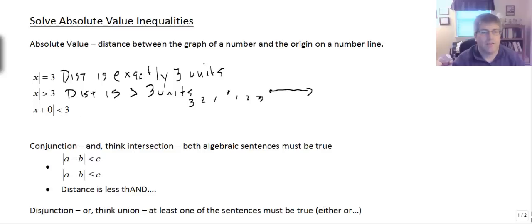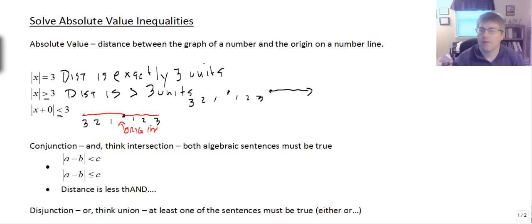And finally, some absolute value is less than 3. Well, that's less than, or we could do less than or equal to as well, just like we could do greater than or equal to. But the distance is less than or equal to 3 units. So if we have some origin, some point, and then we go 1, 2, 3, and 1, 2, 3. But if we want them less than 3 units away, that graph is going to look something like that. The red is all the points that are less than 3 units away from whatever our origin is.